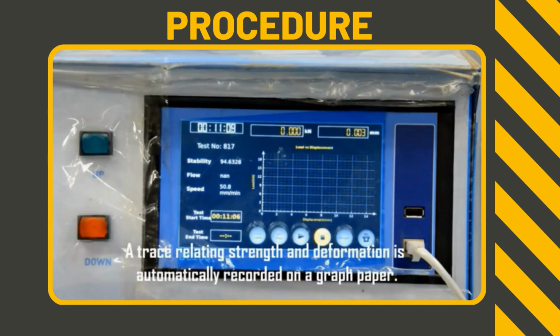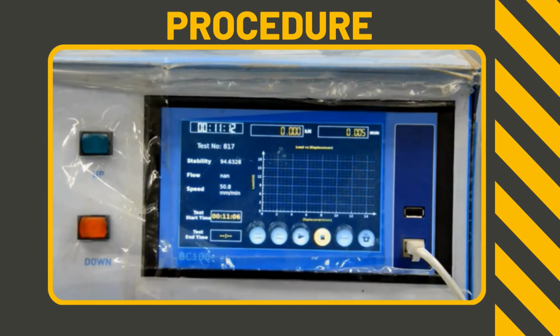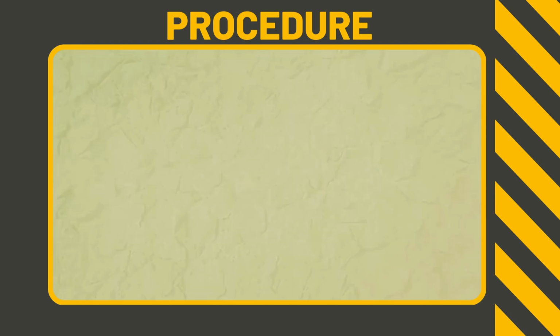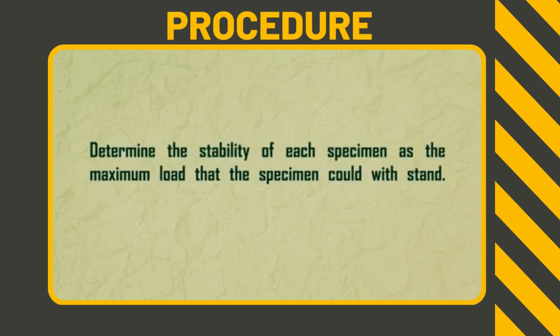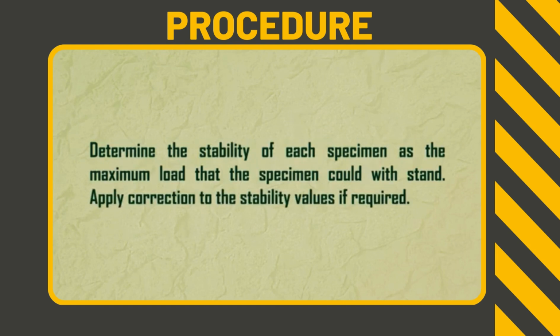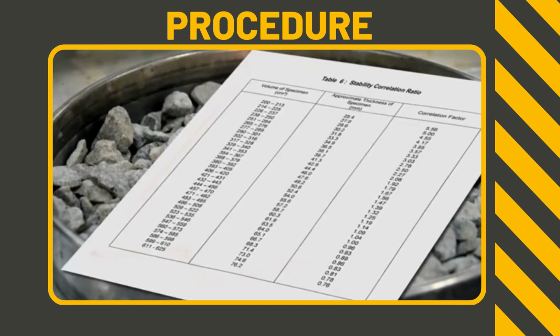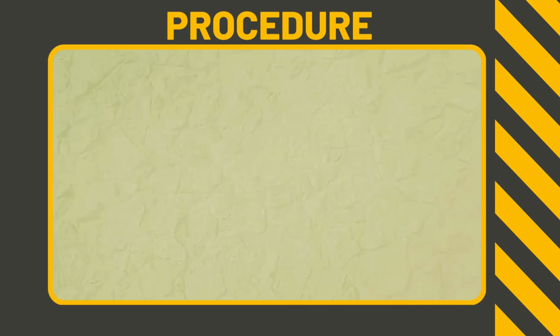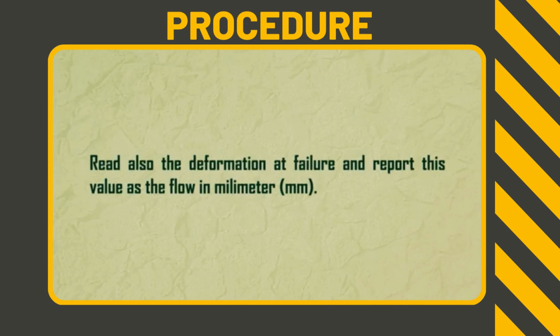A trace relating strength and deformation is automatically recorded on graph paper. Determine the stability of each specimen as the maximum load that the specimen could withstand. Apply correction to the stability values if required. Read also the deformation at failure and report this value as the flow in millimeters.